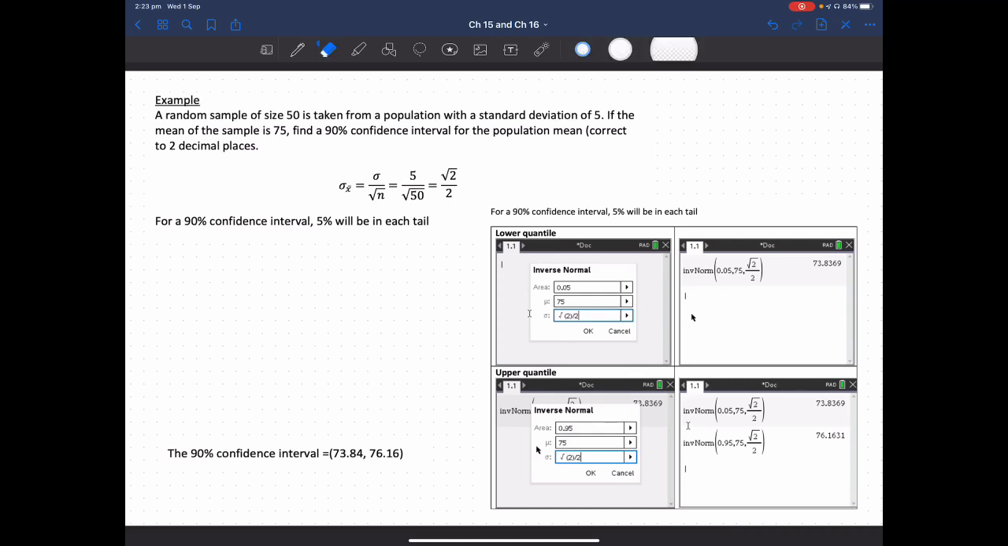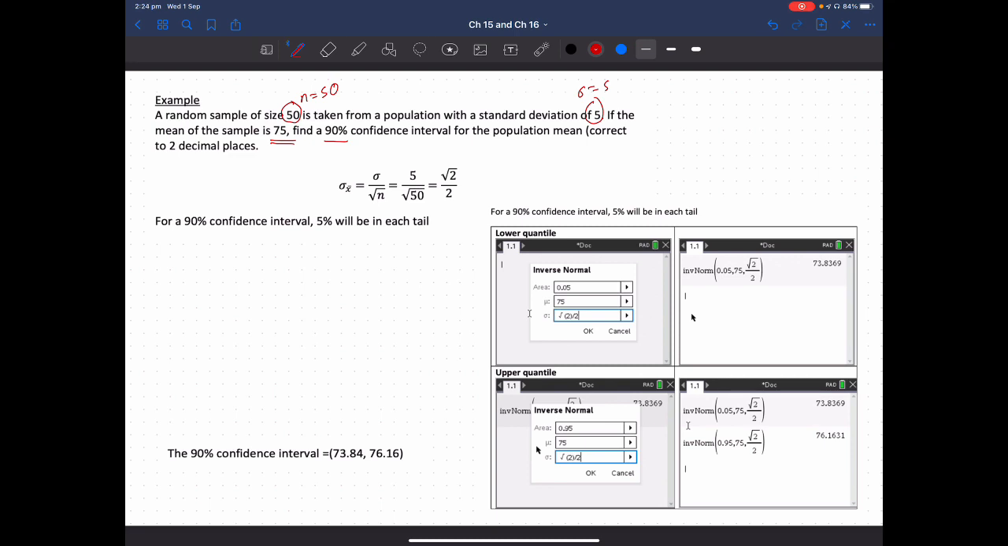In this example, we're told a random sample of size 50. So our sample size is 50, so n is equal to 50, is taken from a population with a standard deviation of 5. So sigma is 5. If the mean of the sample is 75, find a 90% confidence interval for the population mean.